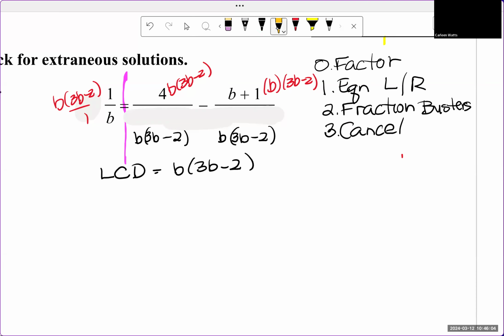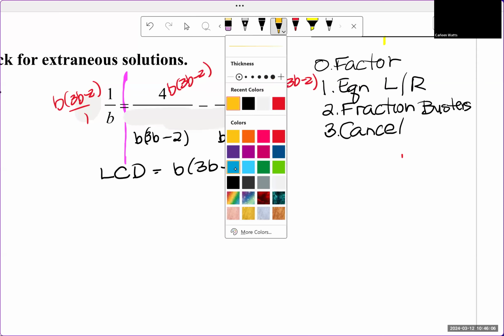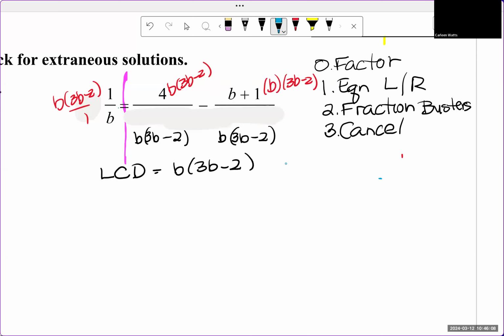Okay, let's cancel in blue. So here I have b on the bottom, b on top. We still have a lot left, but that's all I can cancel. b and 3b minus 2, b and 3b minus 2, the whole thing cancels. And the whole thing cancels. I really like it when things cancel. Okay, let's bring it down.